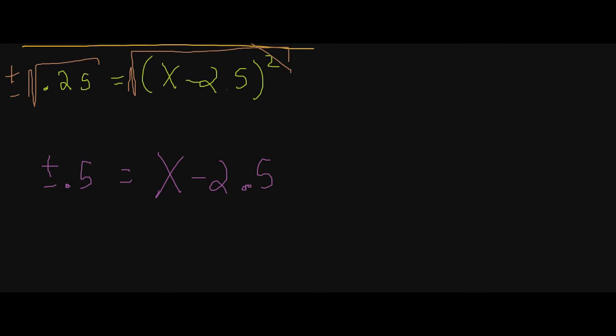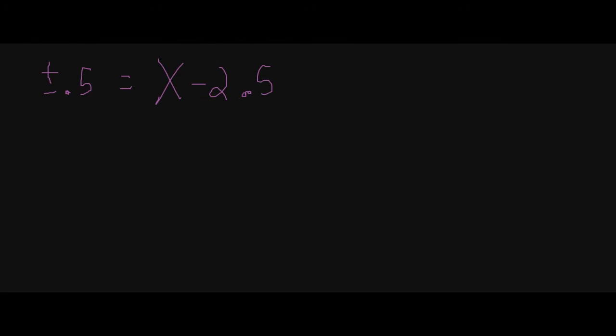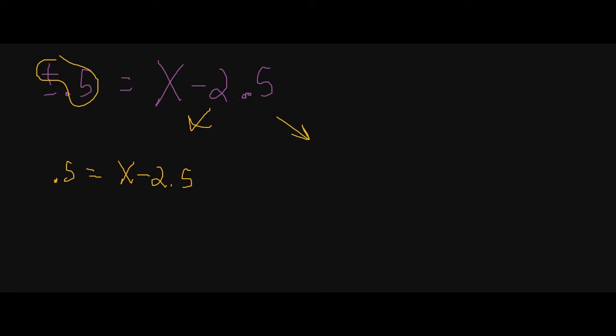Okay, so now when we go to solve this equation here, right, because we have this plus or minus, I'm going to go ahead now and just break it up into two equations, okay? We're going to get 0.5 is equal to x minus 2.5, and then that's just the positive one, right? And now we're going to need to write it with the negative one. So we're going to get negative 0.5 is equal to x minus 2.5. All right. Last but not least, we go to solve this problem. We're just going to solve for x.